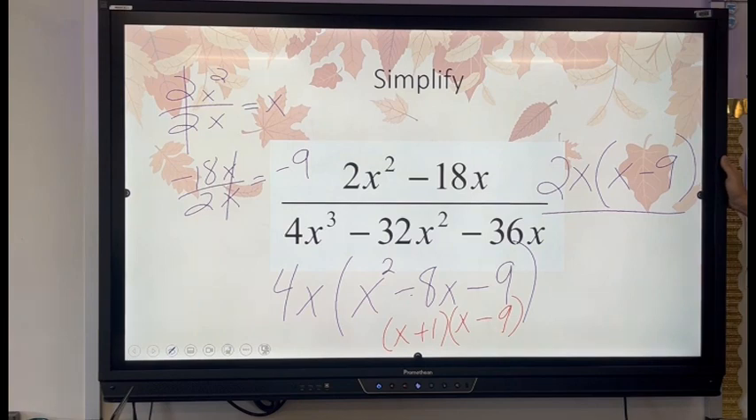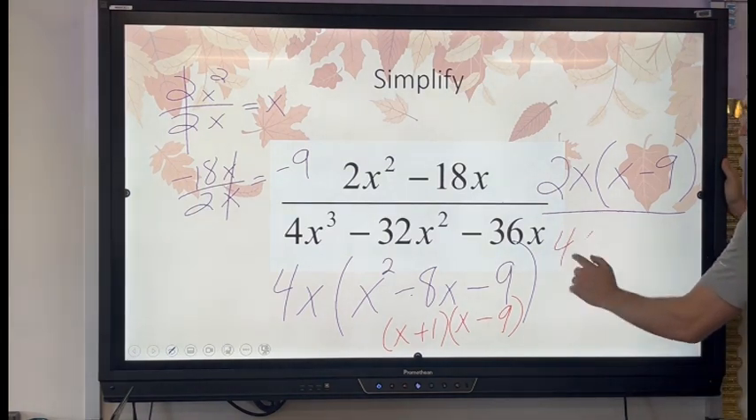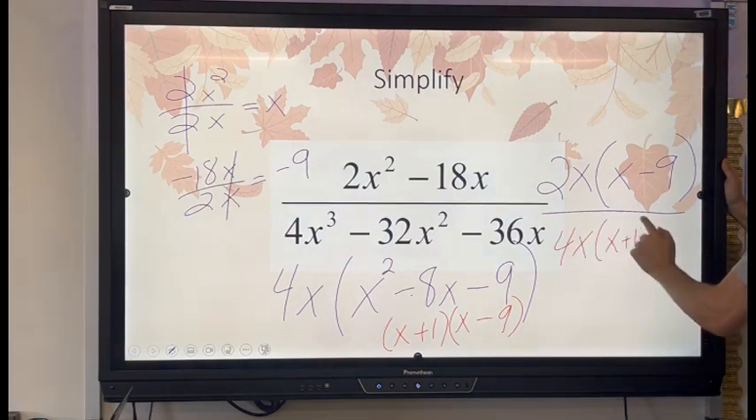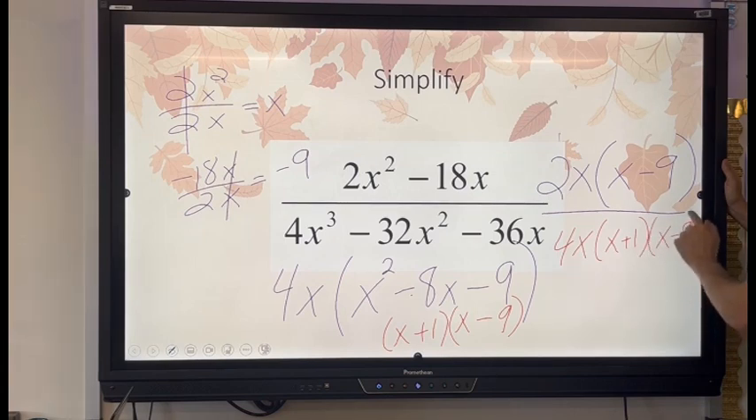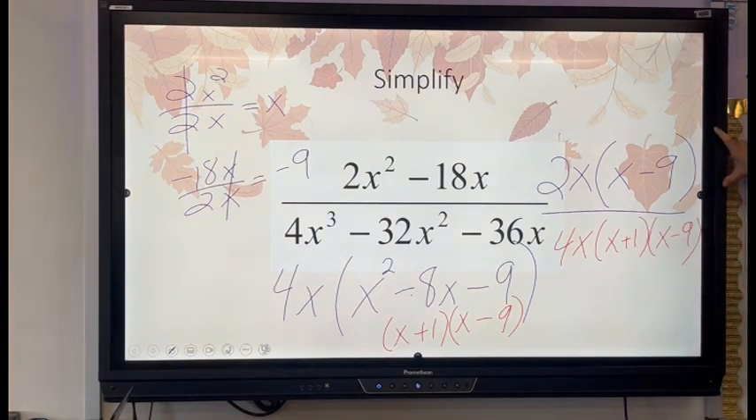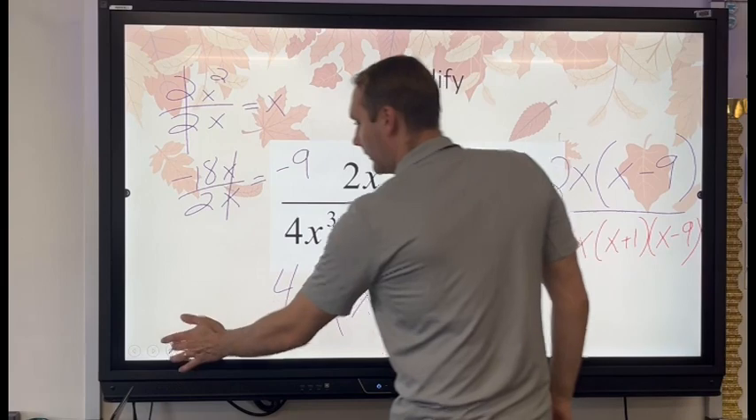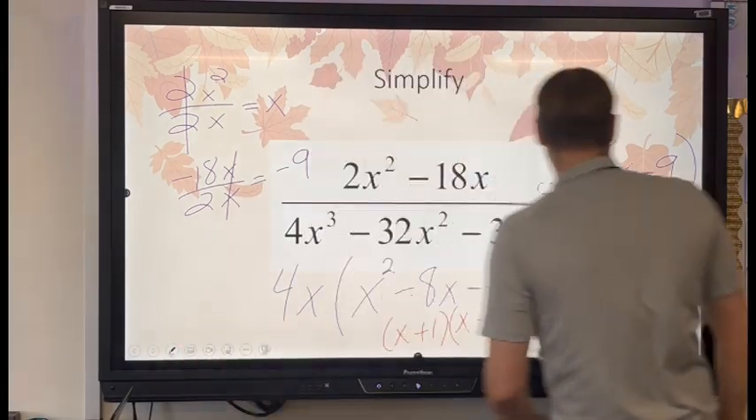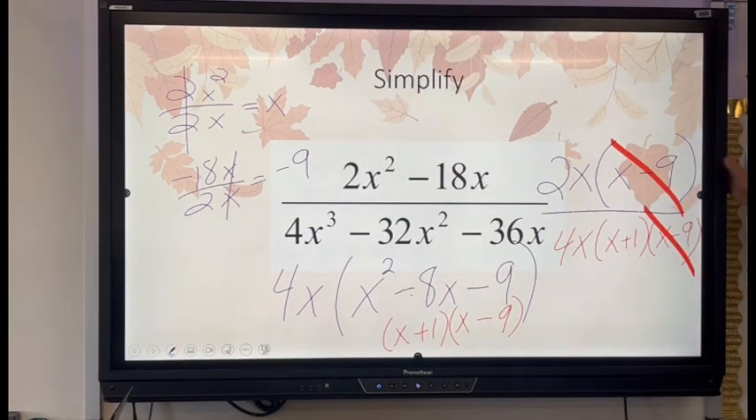Very good. So on the bottom I get 4x over x plus 1 times x minus 9, to go with my top here, 2x over x minus 9. Is anything the same on the top and the bottom? The x minus 9. Okay, let's look. The x minus 9 will cancel.